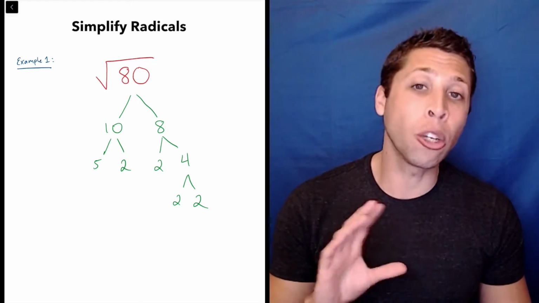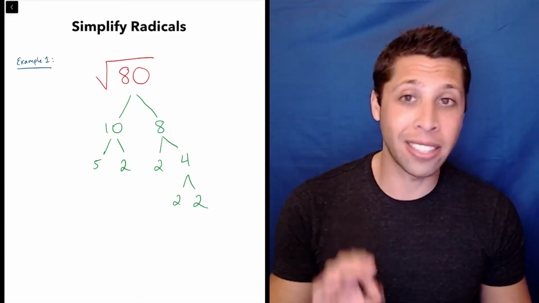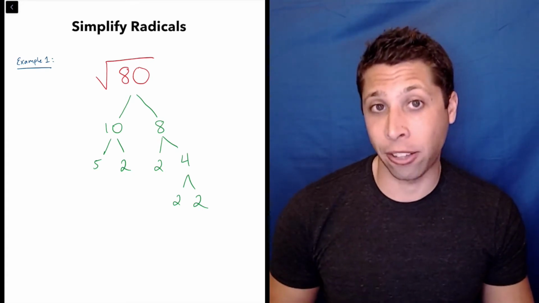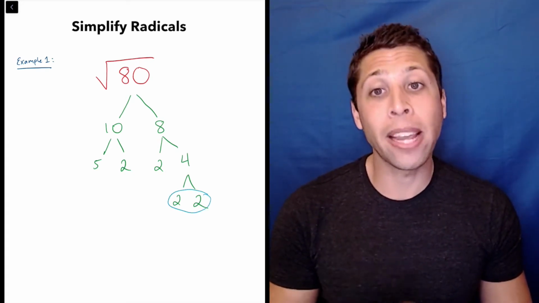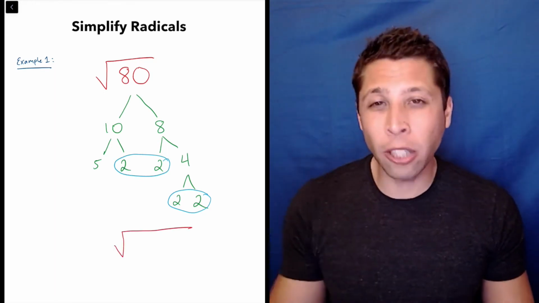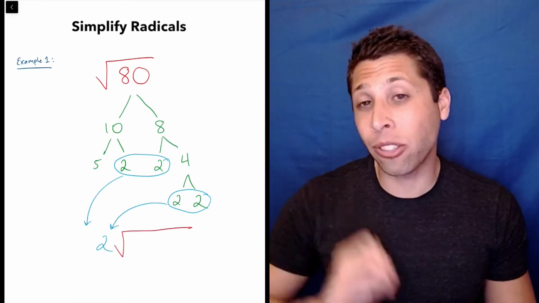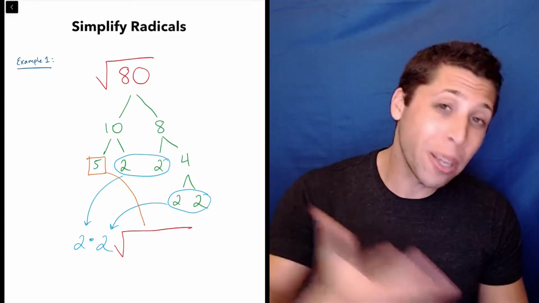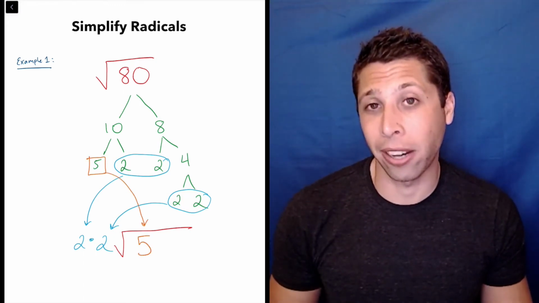Next, we want to make groups of factors based on the type of root. If it's a square root, we need pairs of matching factors. In this case, I can make two groups of 2. Each pair turns into a single 2 that gets placed outside of the radical. The 5 doesn't have anything to pair with, so it stays behind inside the radical.